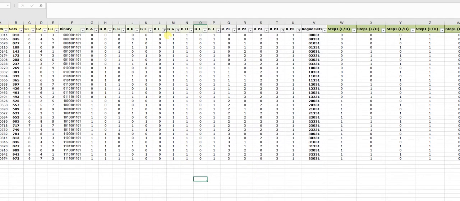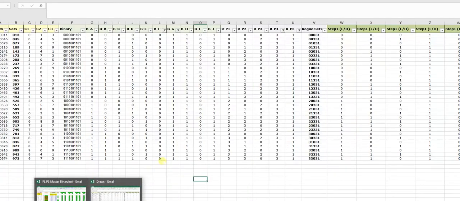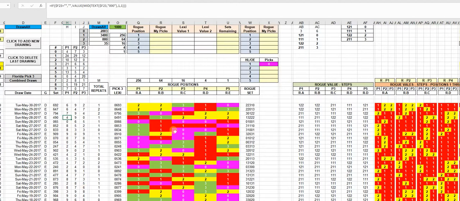But what I'm looking for is, I'm going to start off with my Rogue positions. So if I go over here to the Draws tab, like I said before, I'm going to look and see kind of what's missing in each of these positions, and then decide on what I'm going to play at that point in time.